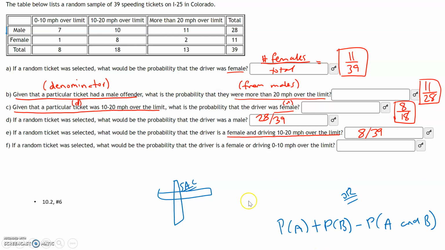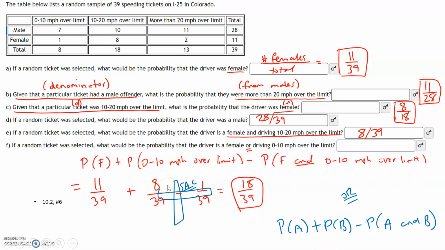So in this case, our formula is going to look as follows. We're going to have the probability that they're female. The word or is plus the probability that they're going 0 to 10 miles per hour minus the probability that they're female and they're going 0 to 10 miles per hour over the speed limit. So first, let's take a look at how many females do we have. We have 11 females out of 39, so the probability of a female is 11 out of 39. Or 0 to 10 miles over the speed limit. So how many people are going 0 to 10 miles over the speed limit? That's 8 people. So we're adding the 11 females plus the 8 people going 0 to 10 over the speed limit. But then this got counted twice.